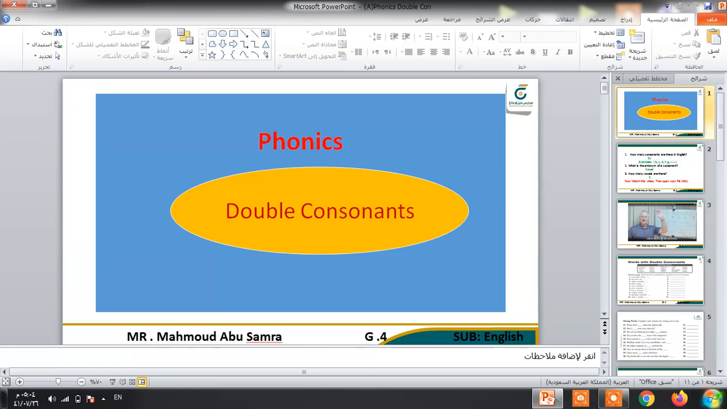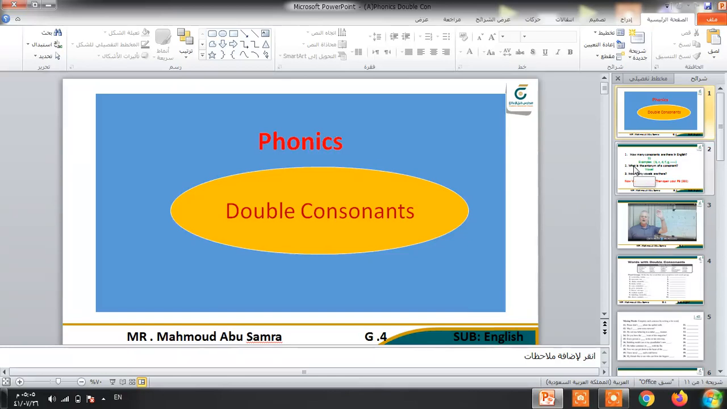Now, today's lesson is phonics. It's a different lesson. This week we are going to start with this lesson. Our lesson today in phonics is double consonants. Double consonants. I mean, two consonants together are following each other and are pronounced one sound. F, F, D, D, C, C. These are double consonants. Let's go now.